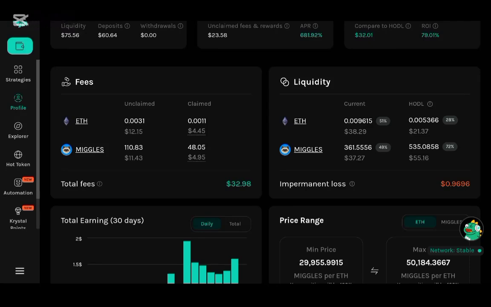Today I'm going to talk a little bit about impermanent loss just to show you a practical example of how it plays out. For that reason, I'm using Crystal. This is an overall great tool for managing and even finding trending liquidity pools in multiple blockchains.